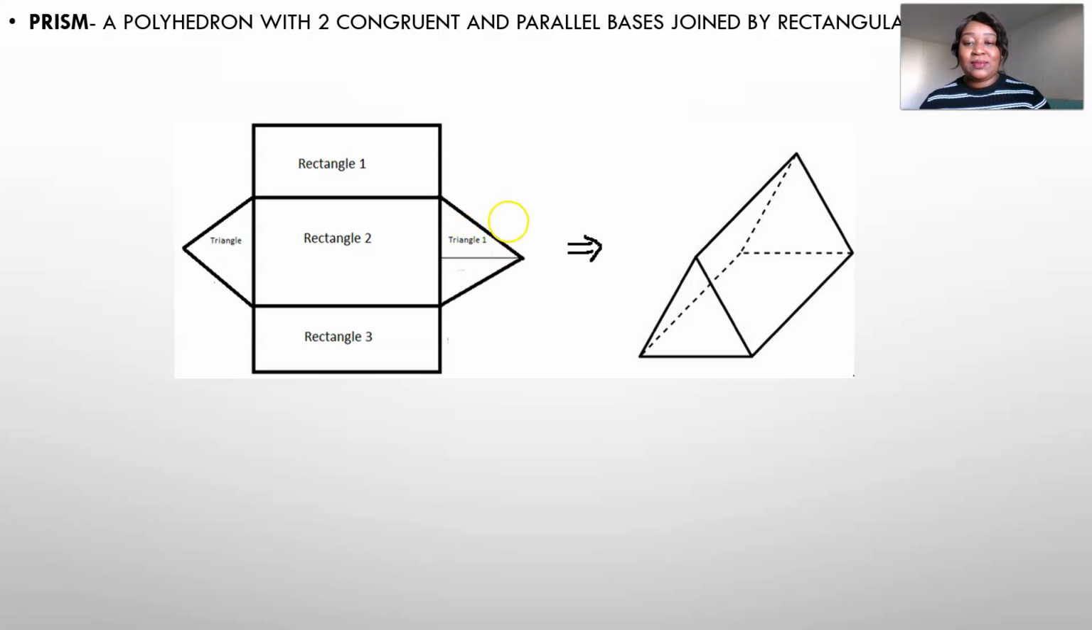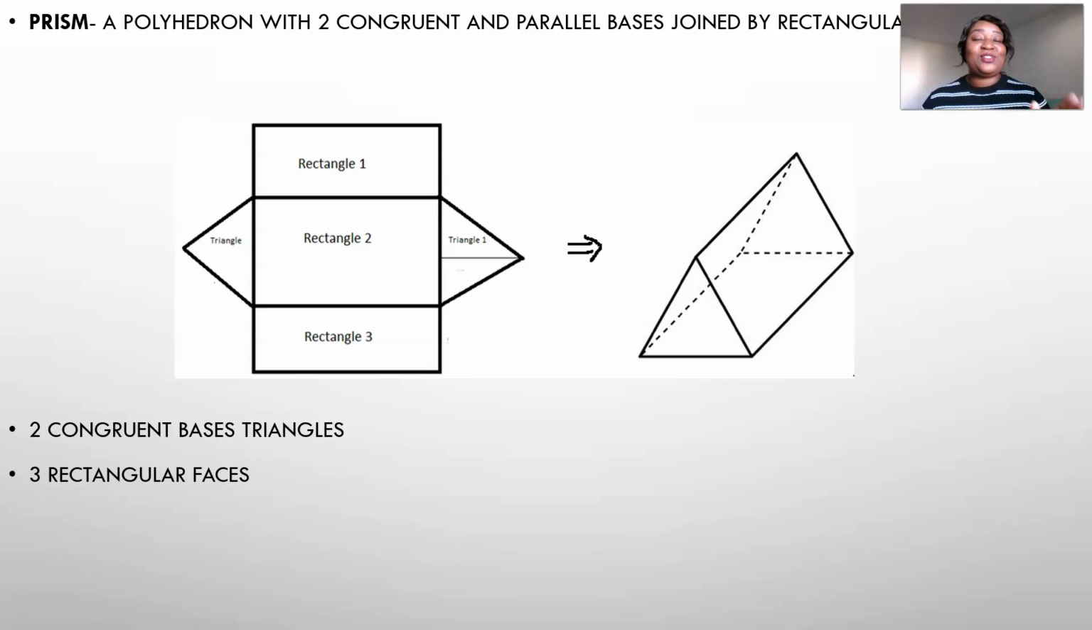So this base is a triangle, and then we call it a triangular prism, because we name the prisms by the shape of their base. So the bases are triangles, so we call it a triangular prism. The base is a triangle, but the other faces are all rectangles. So it's a triangular prism.